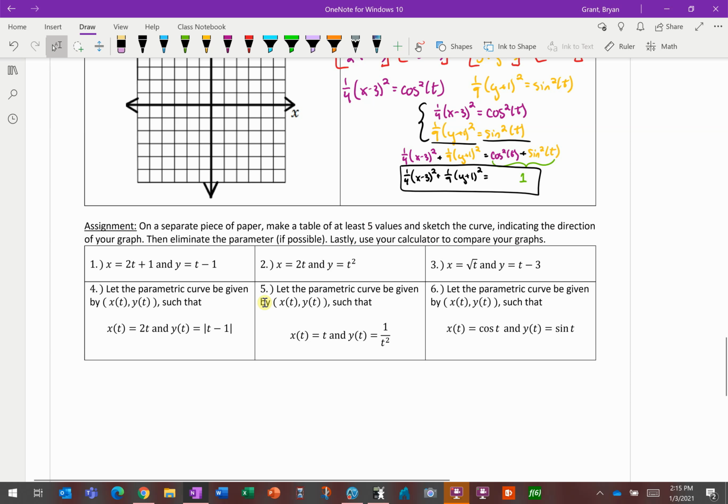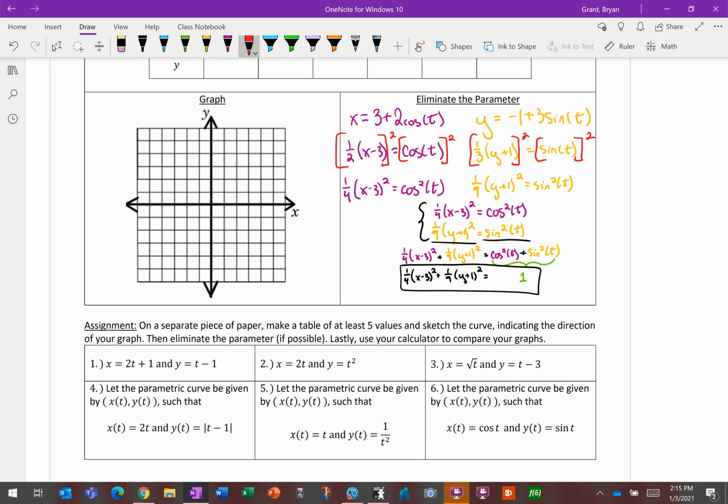Please indicate the direction of your graph by using arrows to point the way it's going, right? In this case, with my ellipse, we had the point 1, 2, 3, negative 1 right here, and then it looked something, this won't be perfect, but it looked something like that. Our direction, though, would have arrows pointing this way to show we're moving counterclockwise because that's how it's drawn. And then eliminate the parameter, if possible. I think they all should be possible, though. And then, last but not least, use your calculator to compare the 2 graphs. So pretty much the same thing we did today, just a few extra problems.